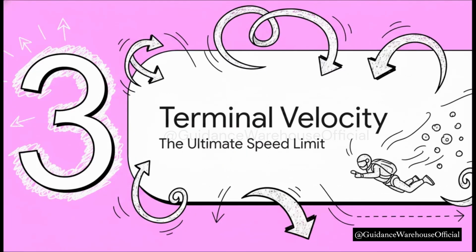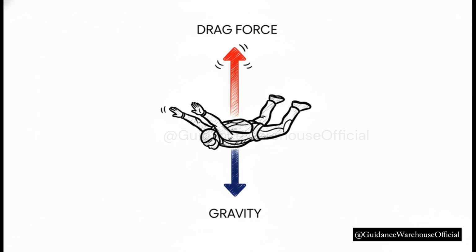So, since we know that drag increases with the square of speed, it brings up a really interesting question. What happens when something, like a skydiver, just keeps falling for a long time? Is there a speed limit? You have to imagine this as a battle of forces. Gravity is pulling the skydiver down with a constant force.